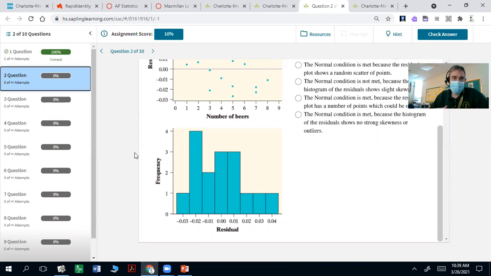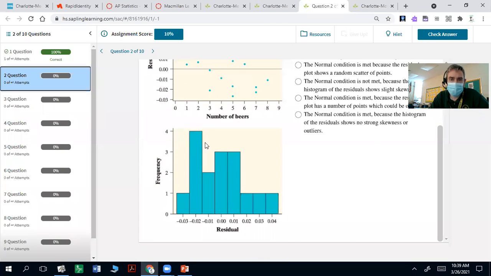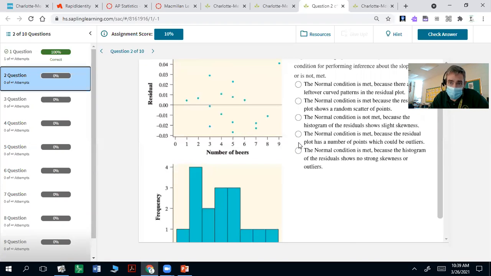Hello, Christina. We're going over the Sapling assignment. So if you want to pull up the Unit 8 day 3 assignment, that's what we're on right now. If you look at the residuals just as a histogram, yes, there is one that's kind of peaked here and it's a little bit skewed, but it's not super skewed. There really aren't any outliers. So the normal condition would be met because of that.